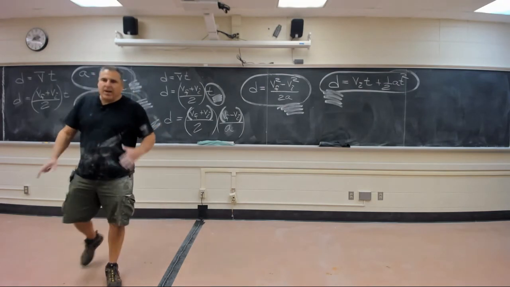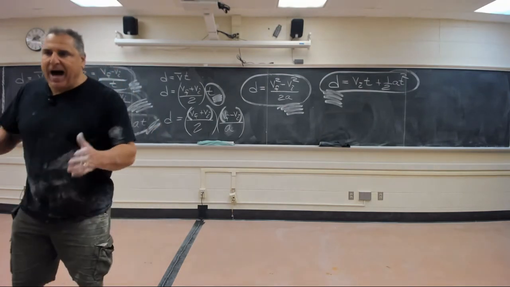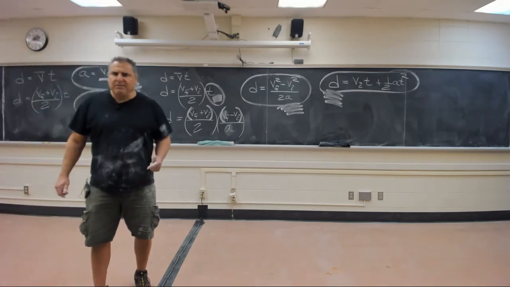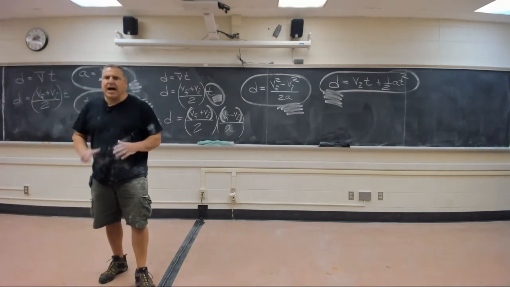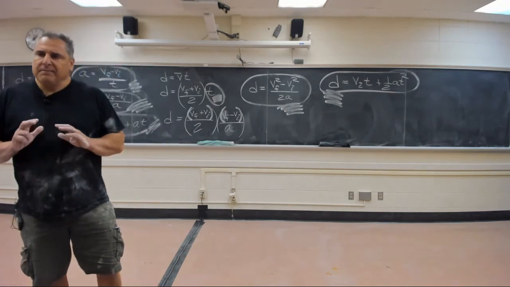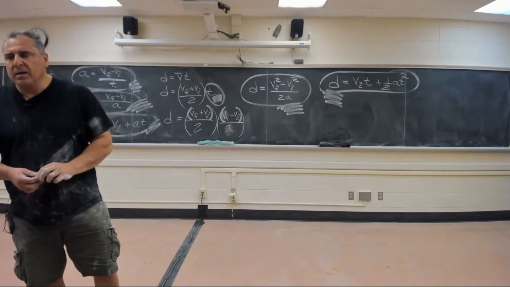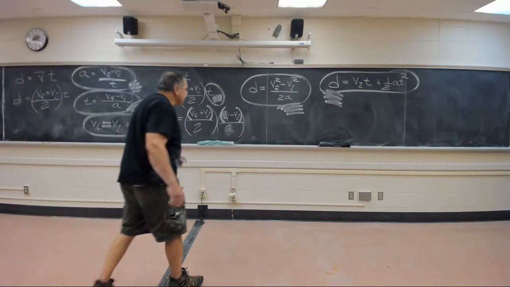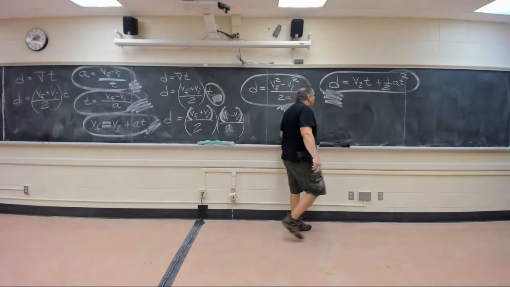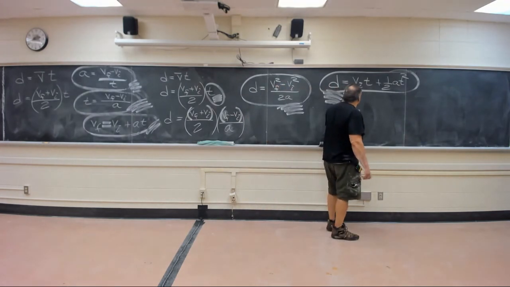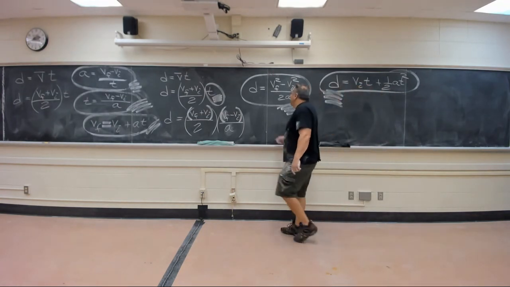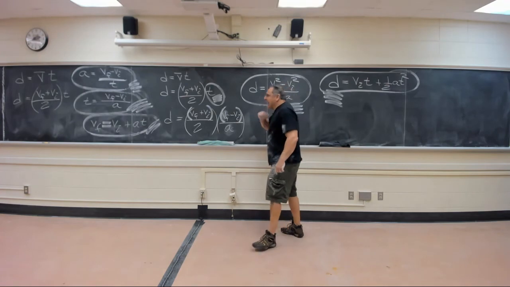So if I got 3 of the 5, as we said: distance, final velocity, initial velocity, acceleration, and time. Those 5 things. If I know 3 of them, I'm probably okay. If I know these 3, VI, T, and A, I can get the distance. If I know VF, VI, and A, I can get it.